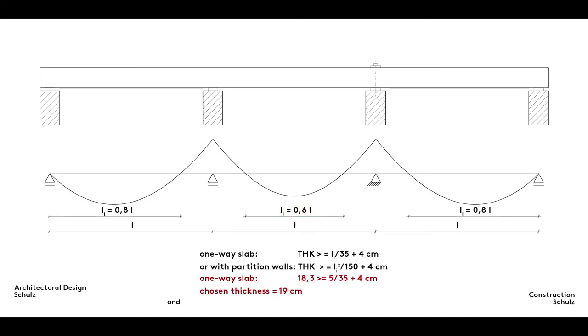A floor with a 5-meter span and no partition walls and no cantilever must be 19 centimeters thick. With a cantilever, that is to say with a span width of 5 by 0.8 equals 4 meters, it need only be 16 centimeters thick, while the central span of a multiple span floor need only be 13 centimeters thick due to the span width of 5 by 0.6 equals 3 meters. The most effective solution would therefore be a multiple span slab with cantilevers on both sides.